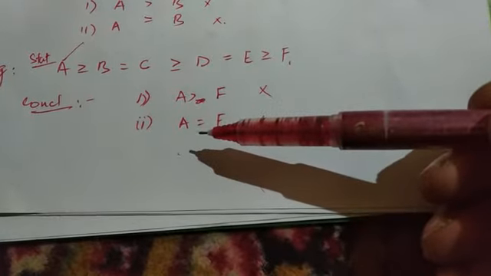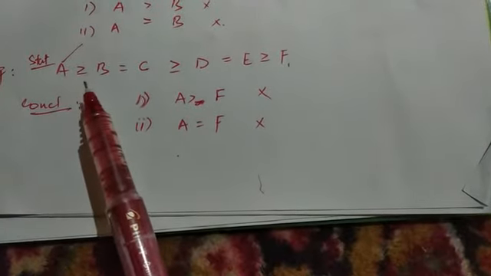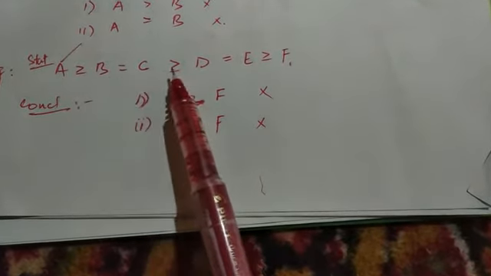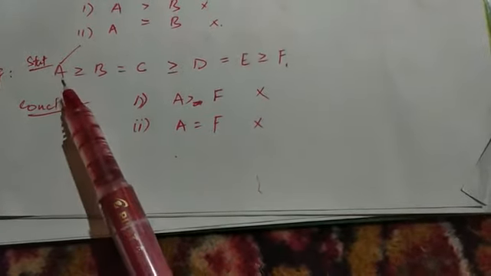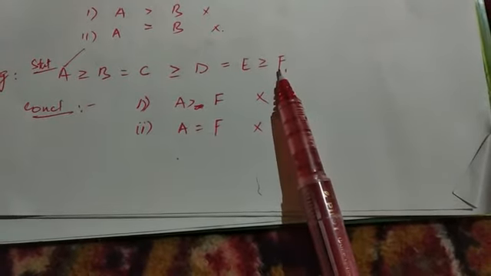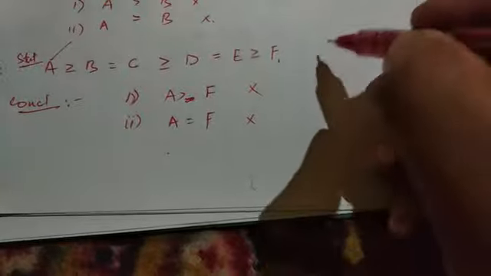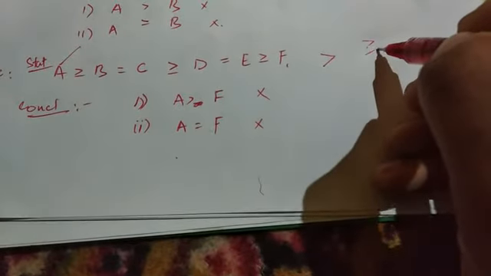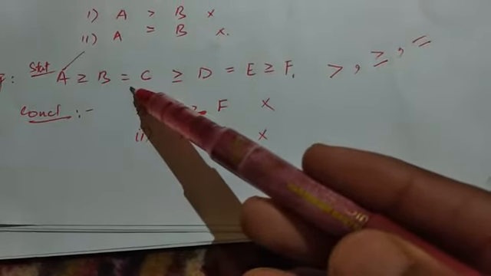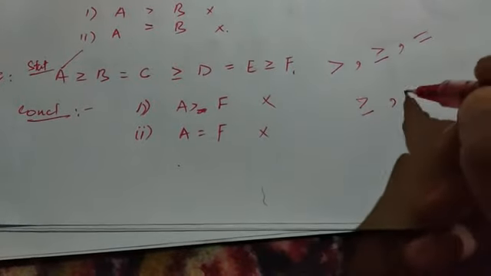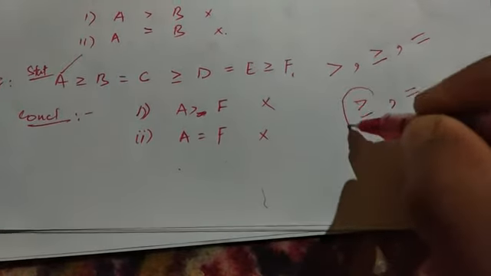Now we will go for the second conclusion, that is A is equal to F. We will check our statement. A is greater than or equal to B, B is equal to C, C is greater than or equal to D, D is equal to E, E is greater than or equal to F. So we have to check whether A is equal to F. I have told you that first preference is given to greater than, next preference is given to greater than or equal to, and third preference is given to equal to. So in this statement we have two symbols, greater than or equal to, and next symbol is equal to. So our first preference will be given to greater than or equal to.